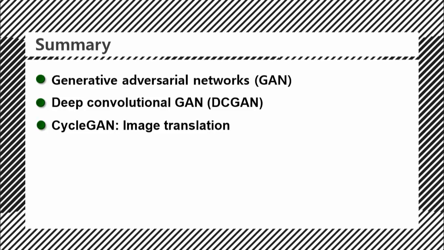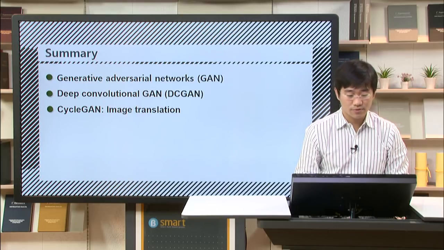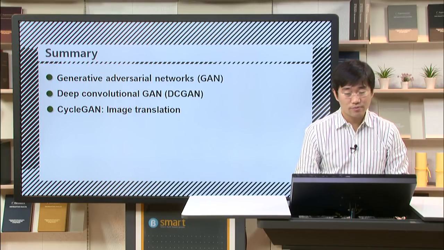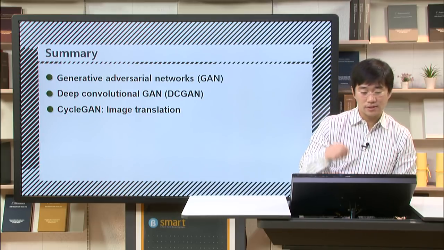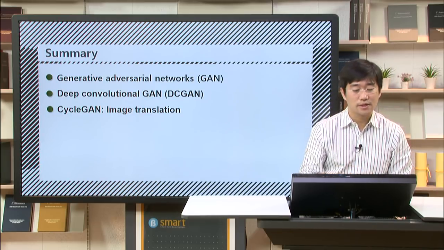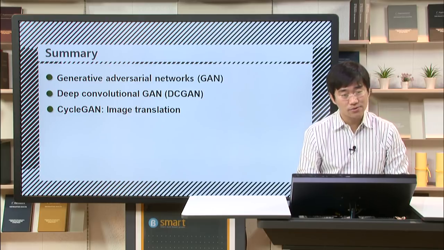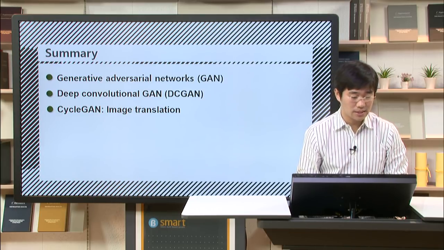In summary, in this lecture we studied generative adversarial networks and how GANs work. As a representative model, we discussed the deconvolutional GAN, or DCGAN, and also its extended version for image translation tasks called CycleGAN.